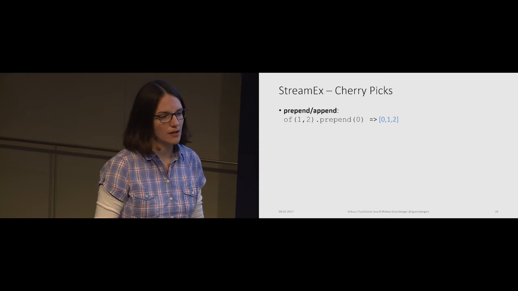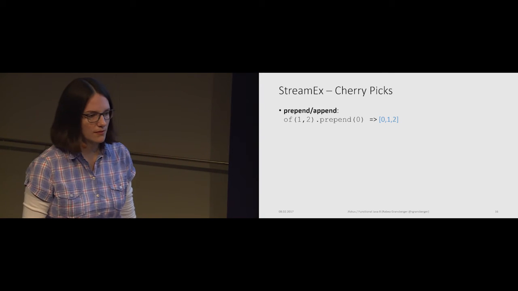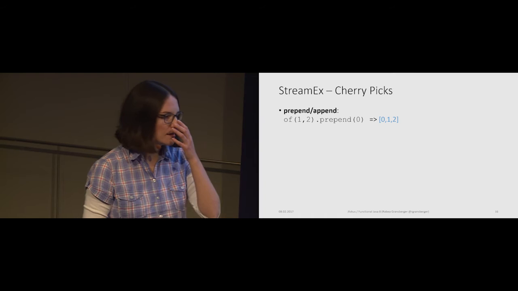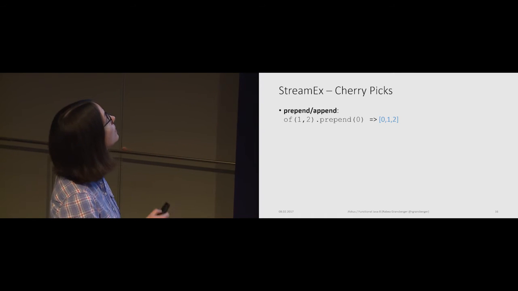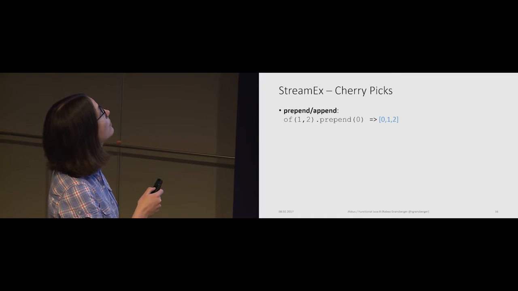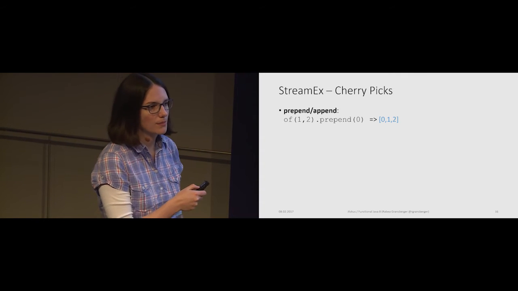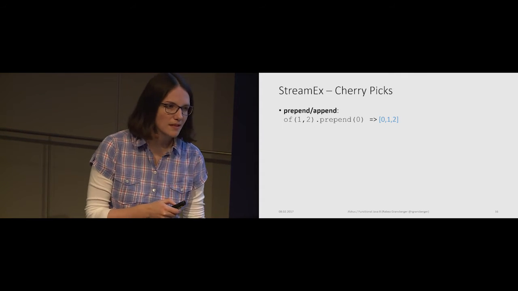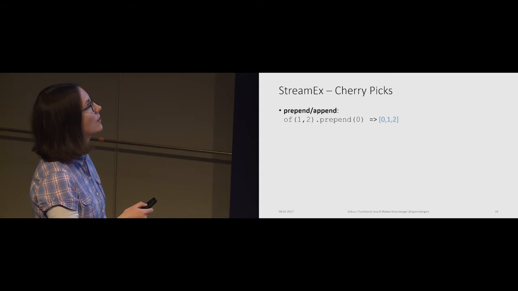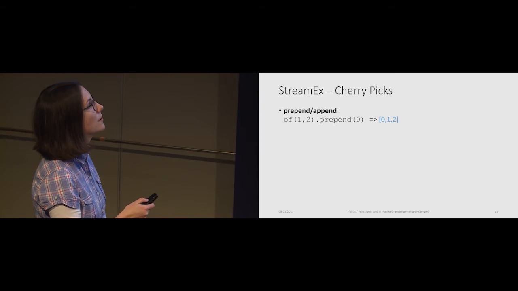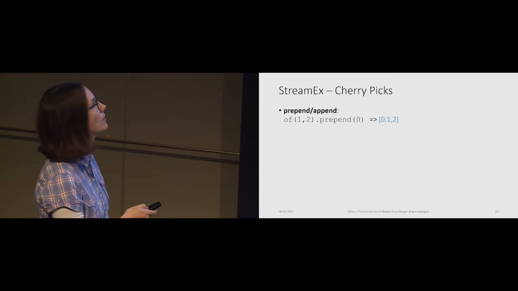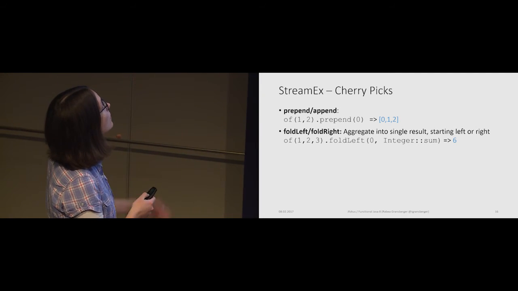And then we have a lot of instance methods. So previously we were constructing the stream, and now we're going to actually use the stream. So we have the StreamX of 1, 2, and we can call prepend. So we can actually prepend values to our stream later, before actually calling the terminal operation, that should still be possible. So we can prepend a 0 here and have then a stream of 0, 1, and 2. This also works for append.